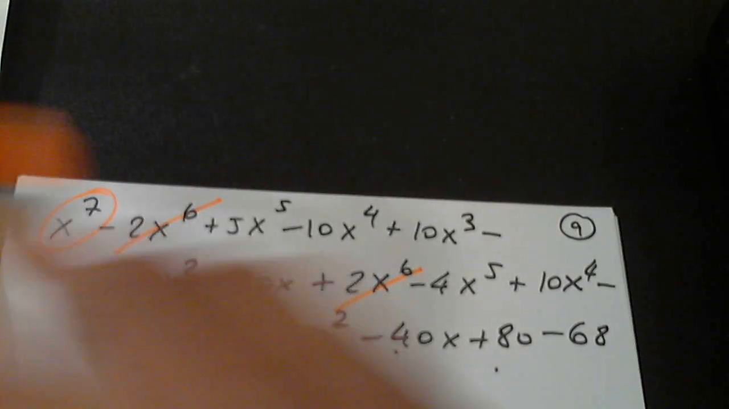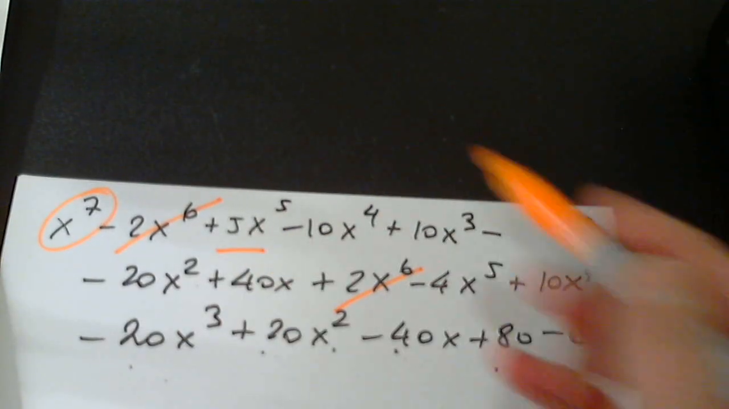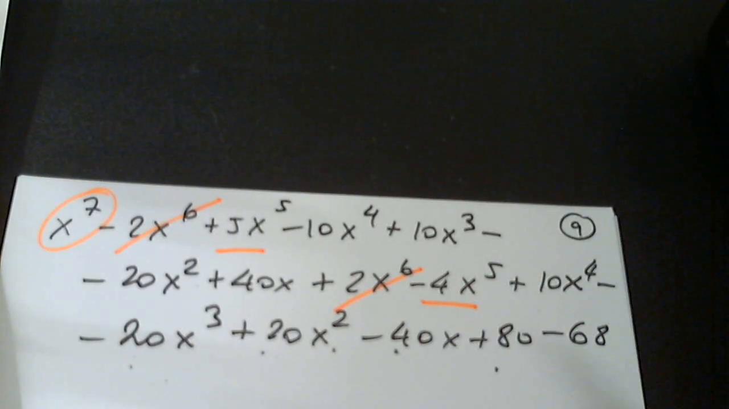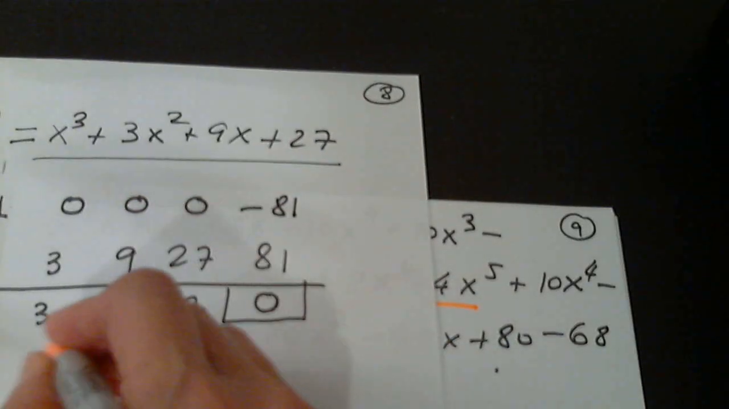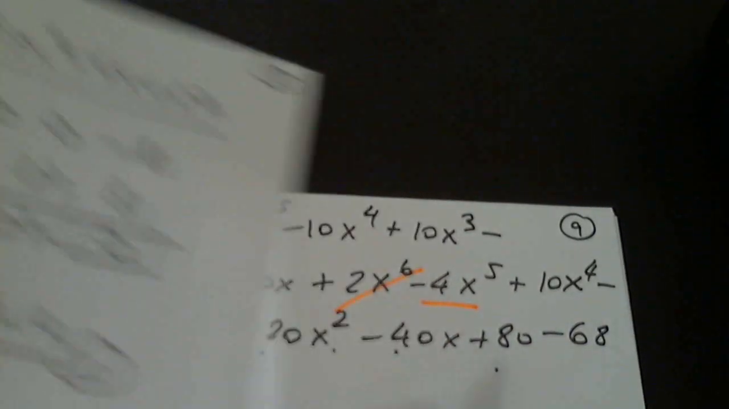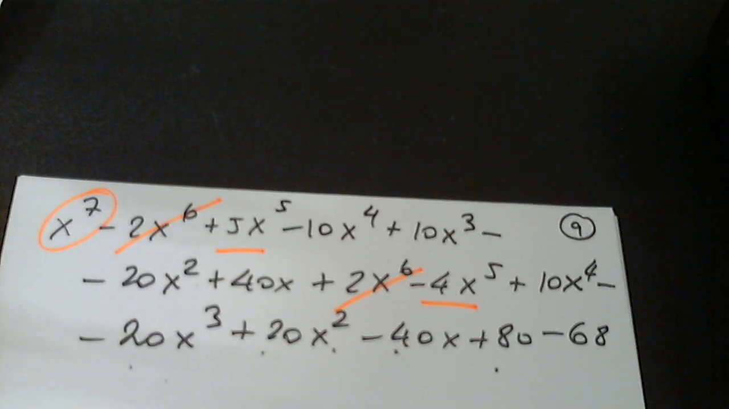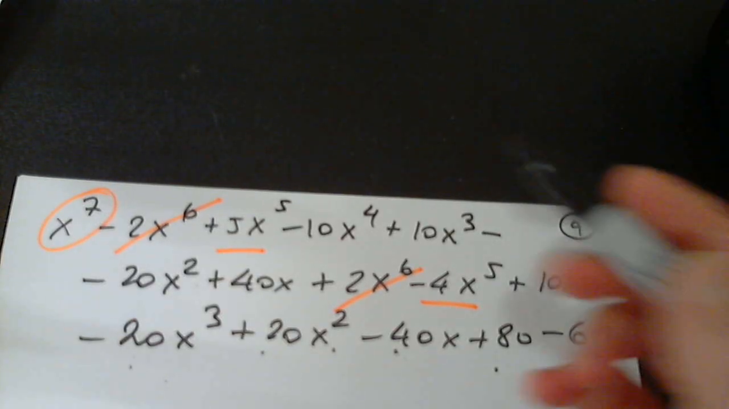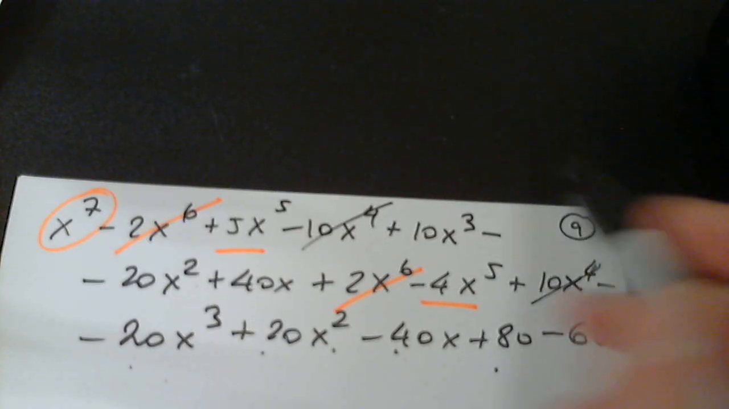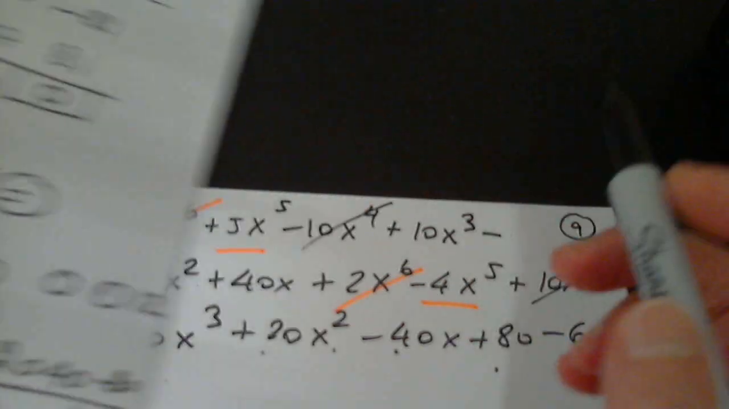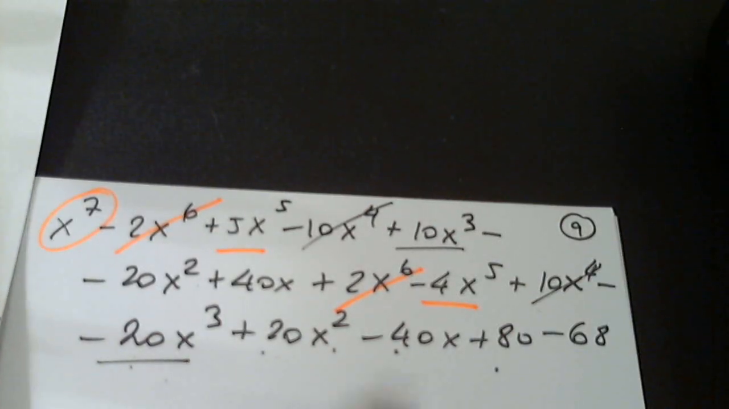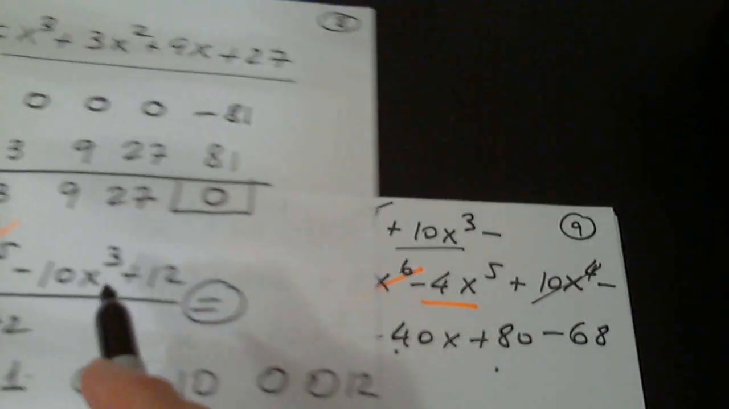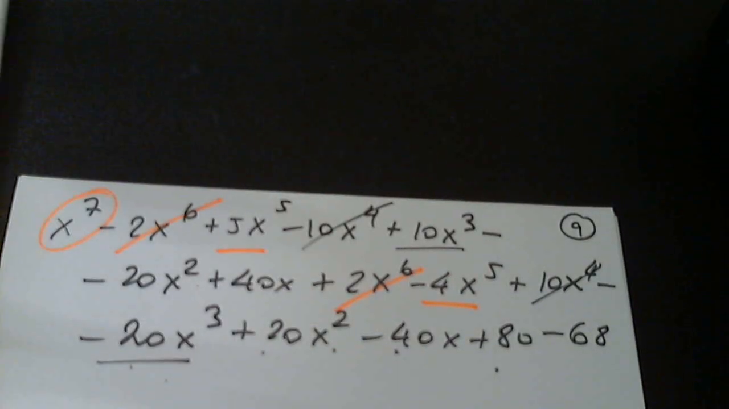Okay, now we move on to x to the 5th. So this one, and nothing else. 5x to the 5th minus 4x to the 5th is indeed x to the 5th. Now, x to the 4th has to go away. Let's see if it does. Negative and positive. No other x to the 4th, gone. X to the 3rd. So 10x to the 3rd, and that's it. 10x to the 3rd, negative 20x to the 3rd is negative 10x to the 3rd.